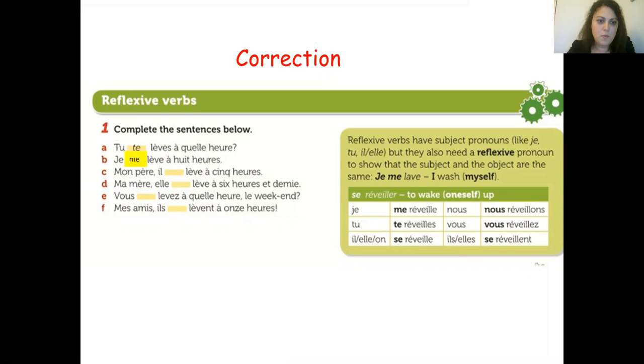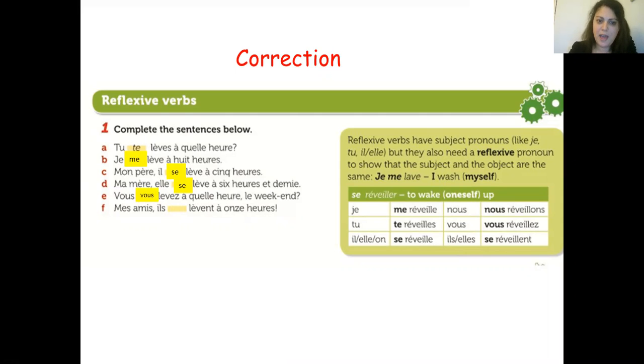Okay, so je me lève, I get up at 8 o'clock. Mon père, il se lève à 5 heures. My father, he gets up at 5 o'clock. Ma mère, elle se lève à 6h30. My mom, she gets up at 6:30.